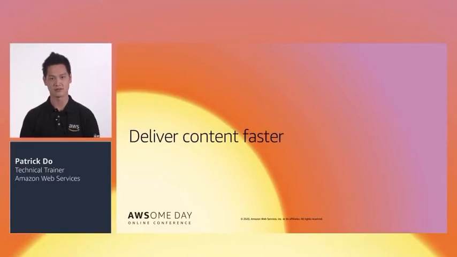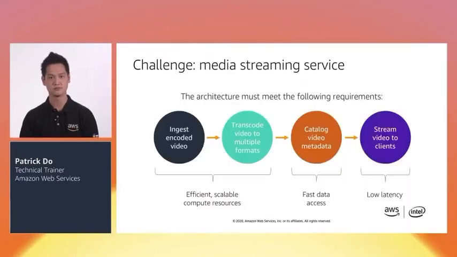Deliver content faster. In this example, rather than improving an existing environment, you will build a cloud-native architecture. The requirements for your solution are shown in this design. You can meet most of these requirements by using AWS services that you have already learned about. But there are additional services in this topic that will make your architecture faster, more scalable, and more cost-efficient.